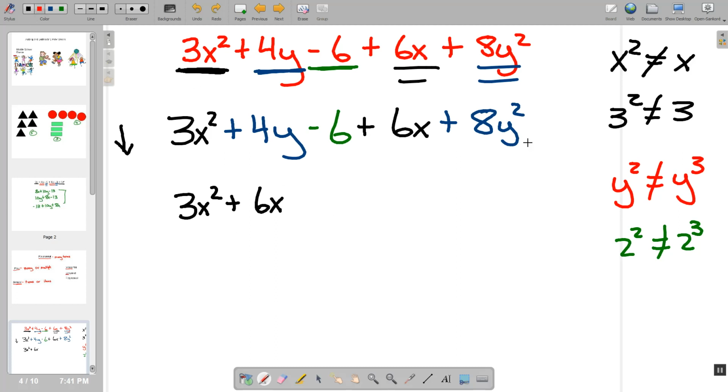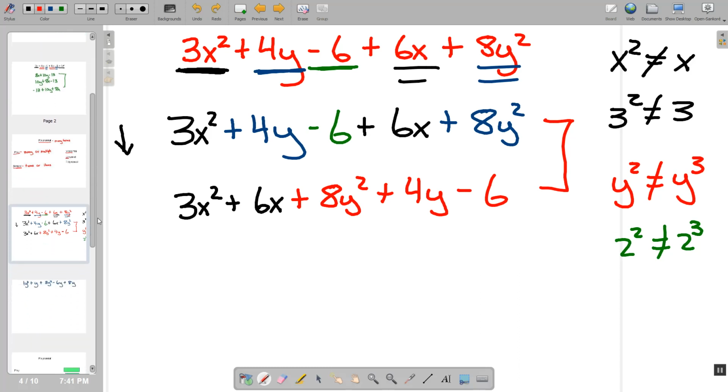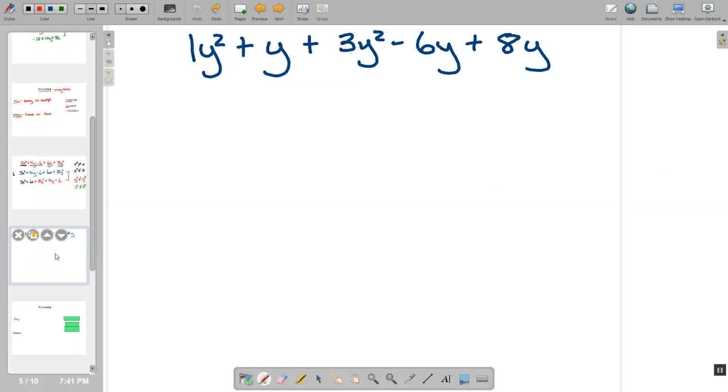So then I would write my y squareds, my regular y's, and then I would be left with my very last number. But I'll tell you, these equations or expressions are exactly the same. Just because you're writing it in descending order does not mean that the problem is any different than before. Let's do one last problem here.